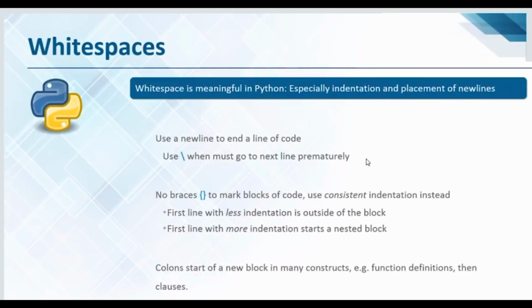And the next thing: no braces. Braces means curly braces, open and close, to mark a block of code. So use consistent indentation instead of that. Indentation means a particular space in which the block is designed, which is normally followed by a colon and then enter. It will slightly have a gap from the edge of the programming page. A colon starts a new block. It means indent for many constructs, the function defines, then clause.